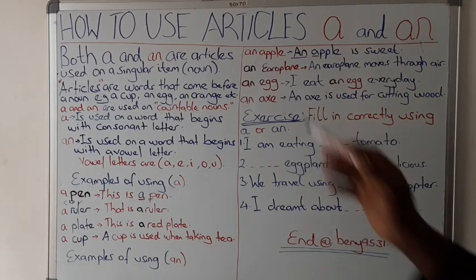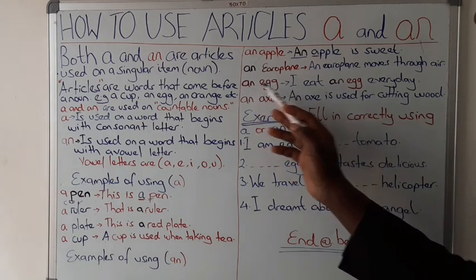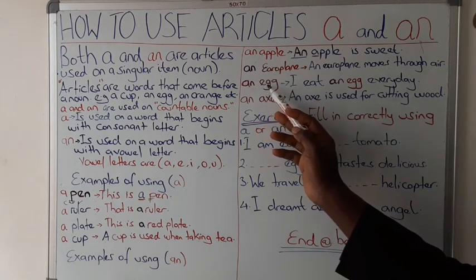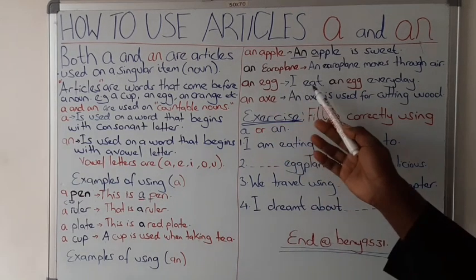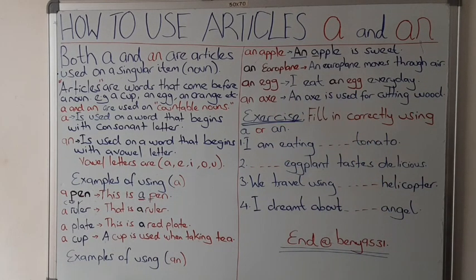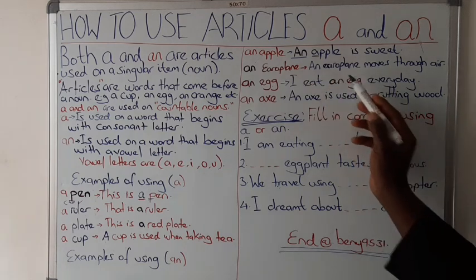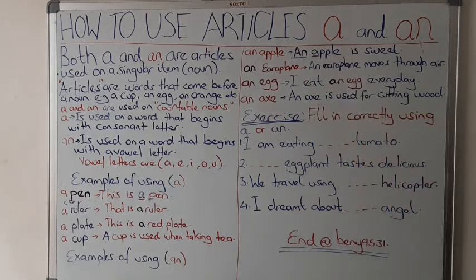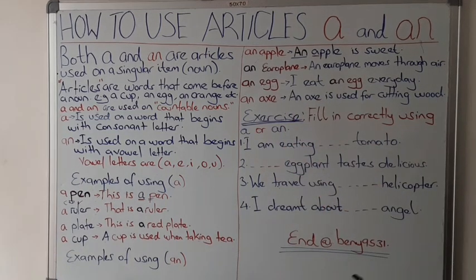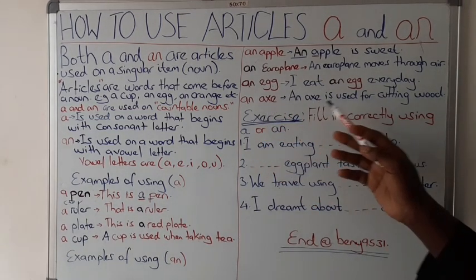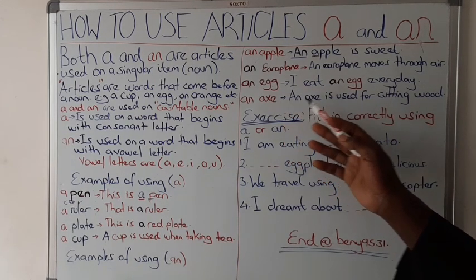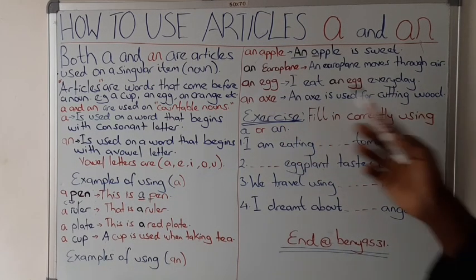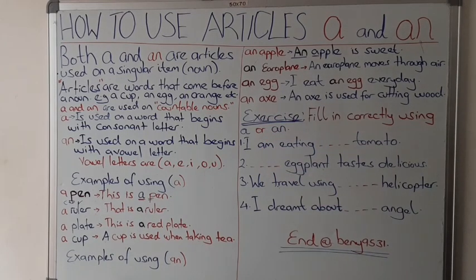The next example, an egg. Egg starts with letter E, and E is a vowel letter. So we're going to say an egg. An example, I eat an egg every day. An axe. An axe is used for cutting wood, because axe starts with letter A and A is a vowel letter. So we say an axe.